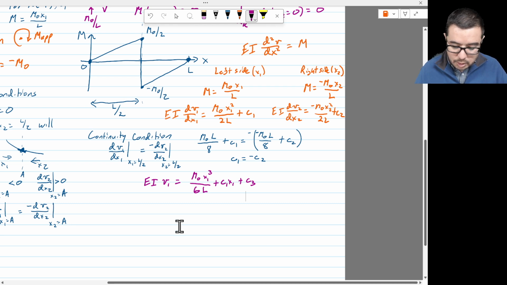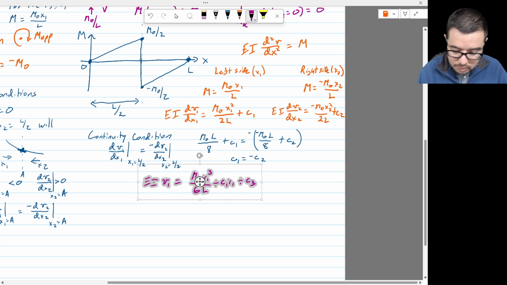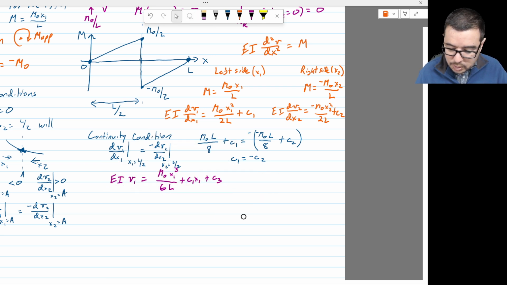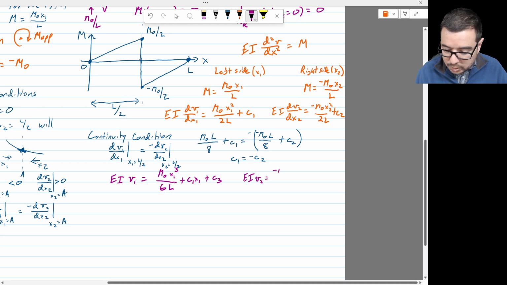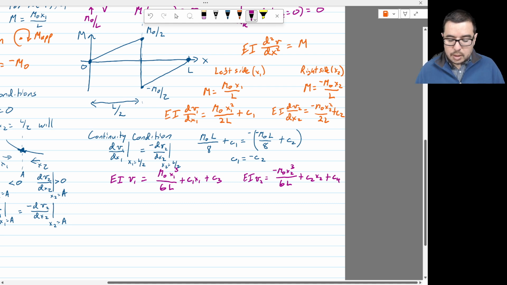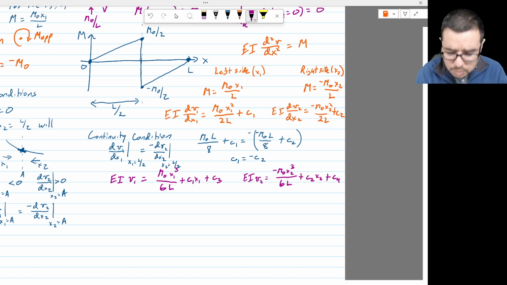And on the right side, I'll give myself a little more space. Sorry for those of you who are writing on paper and running out of space. We'll say that EI times little v2 is equal to minus m naught x2 cubed over 6L plus c2 x2 plus c4.